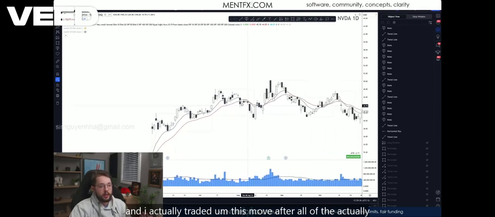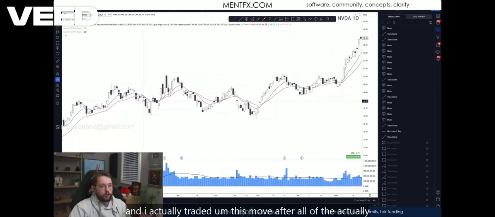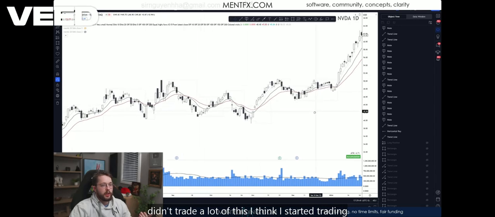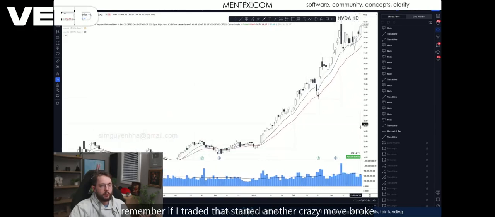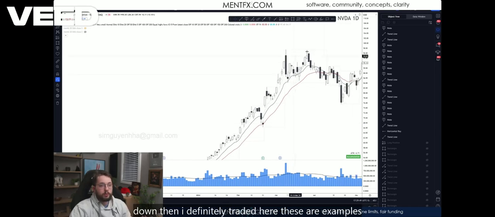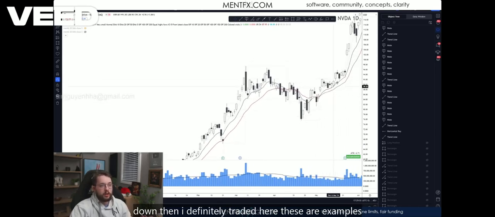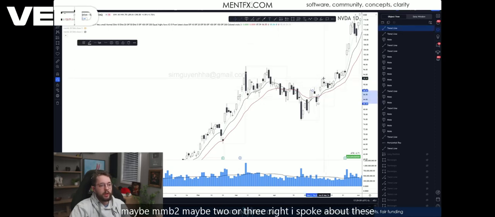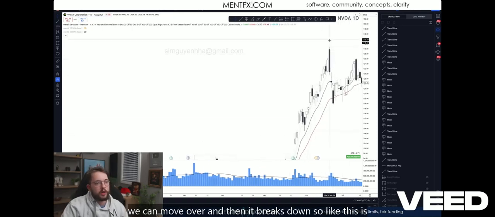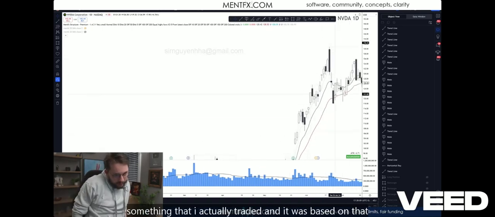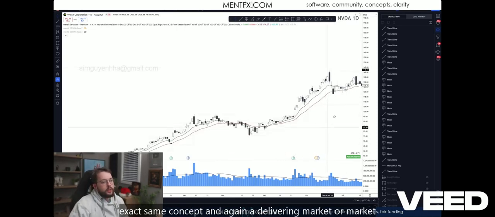And I actually traded this move after all of this. I actually didn't trade a lot of this. I think I started trading somewhere around here again on NVIDIA specifically. I don't remember if I traded that. Started another crazy move, broke down, then I definitely traded here. These are examples directly from the portal. You guys have seen me talk about this example here and this specific MMB. So, MMB1, maybe MMB2, maybe 2 or 3, right? I spoke about these examples multiple times, 4 or 3, and then we can move over and then it breaks down. So this is something that I actually traded. And it was based on that exact same concept.